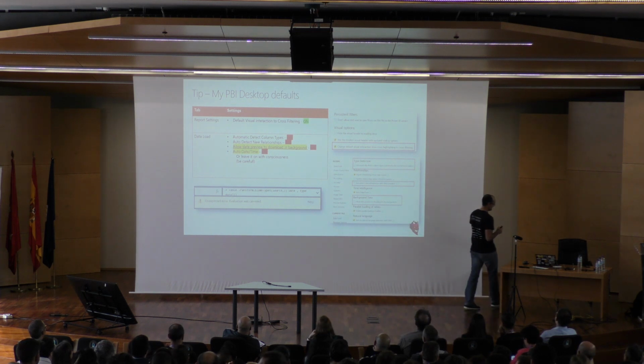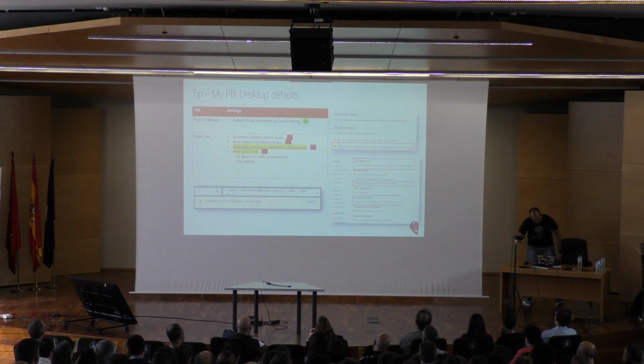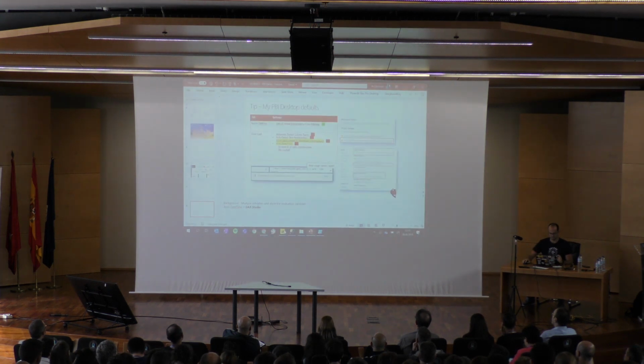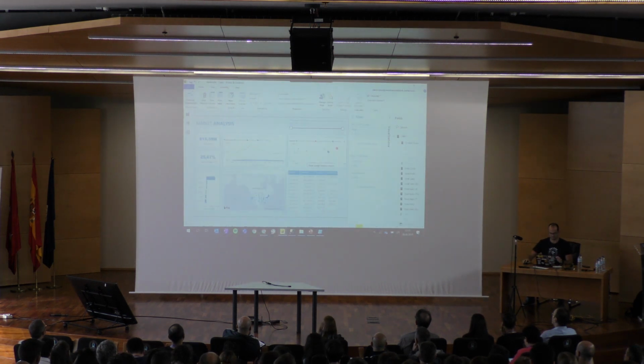I will start very simple. These are the Power BI Desktop default configurations that I found important. The first one is the default interaction, to cross filter. Who knows that? By default, whenever you create a report, Power BI doesn't do this. It does something like this.